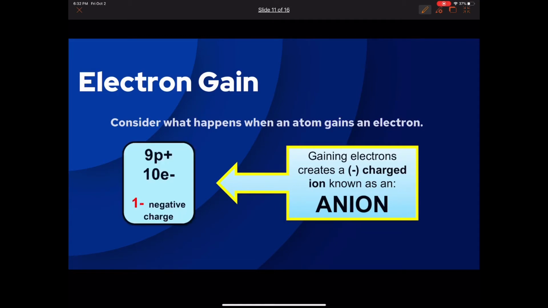Negative ions also have a name. They're called anions. So I just remember that as a negative ion, anion.